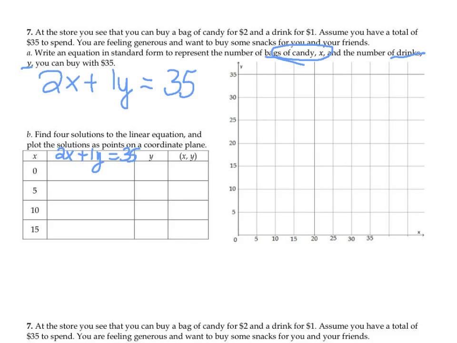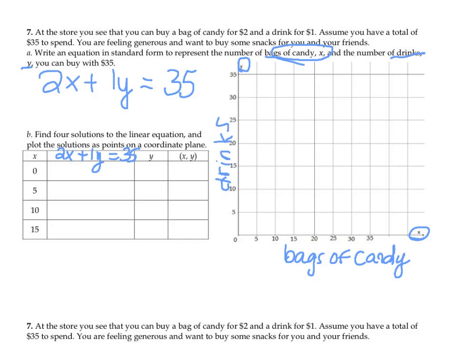Make sure that you realize, like this graph here in number 7, it doesn't have labels, so we need to label it, and we're going to use the words that were given to us in part A. So it says bags of candy are X, so along the x-axis I'm going to label that bags of candy. And then up the y-axis, I see that the y-axis was supposed to be drinks. So I find the y-axis and I label that drinks.